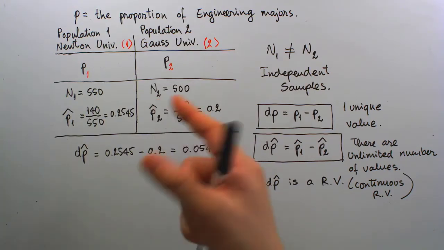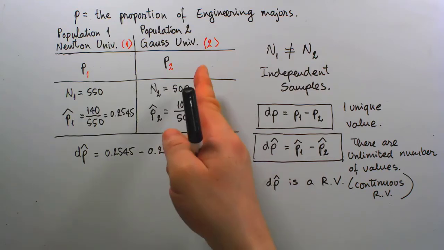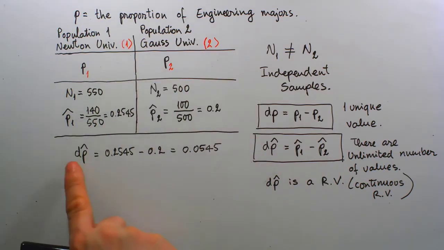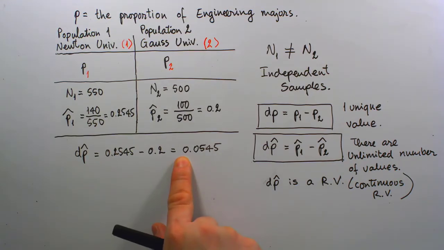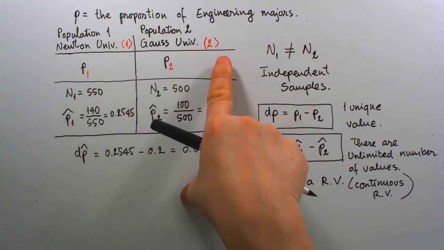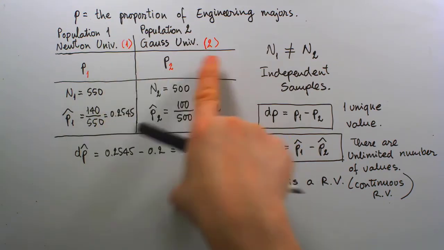But for any viewers who decide to give the numerical labeling the other way around, this dP hat would turn out negative. So once again, it all depends on how I decide, or how you decide, your numerical labeling.